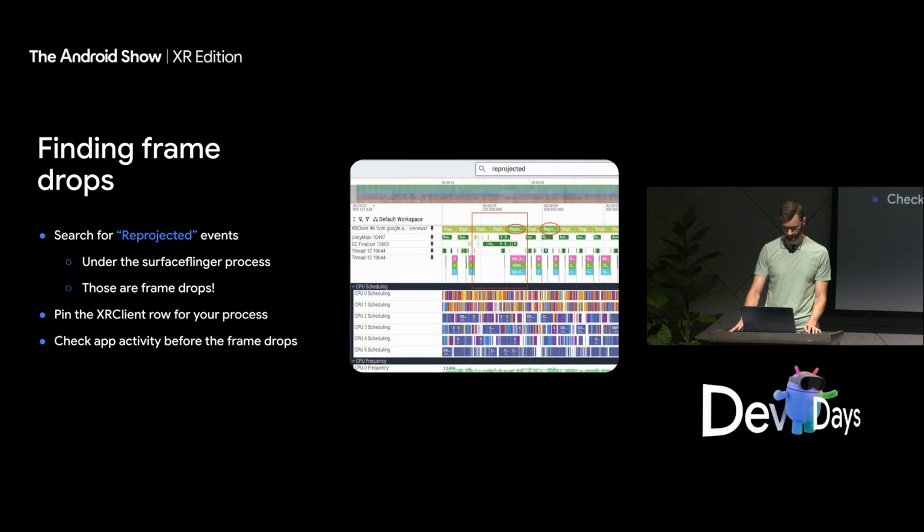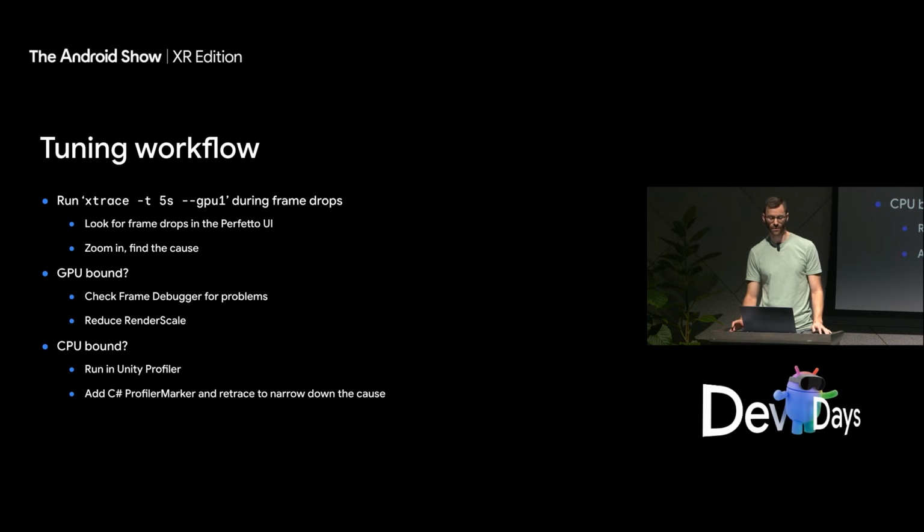So the tuning workflow typically looks like this. Run xtrace, zoom in, find the cause of frame drops. If it's GPU bound, check the frame debugger for problems like too many objects or overlays. You may need to reduce resolution or simplify shaders. If it's CPU bound, find hotspots in the Unity profiler. And to see your own components in Perfetto results, add profiler markers to the expensive update calls. Now back to Luke to talk about some GPU features.